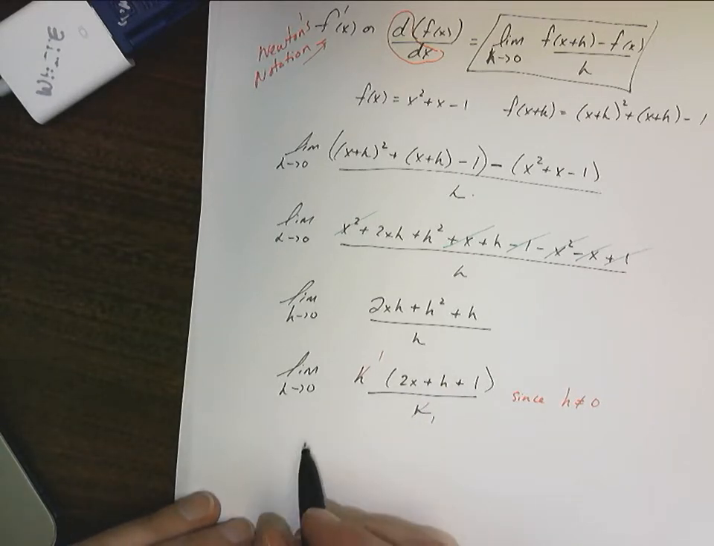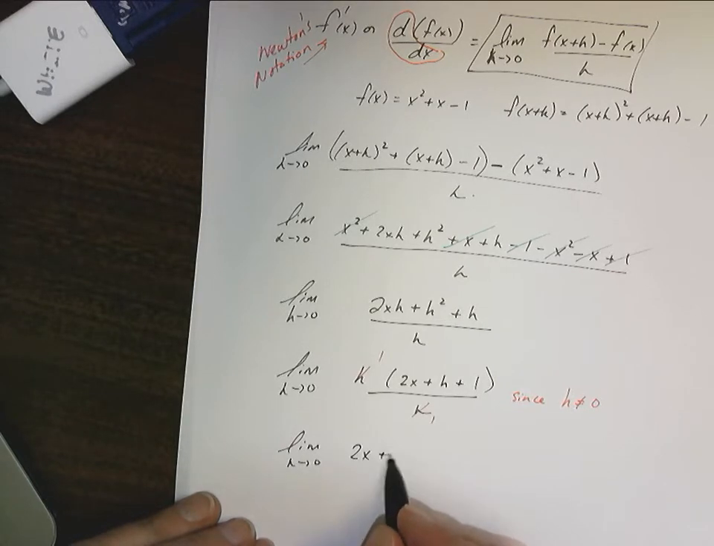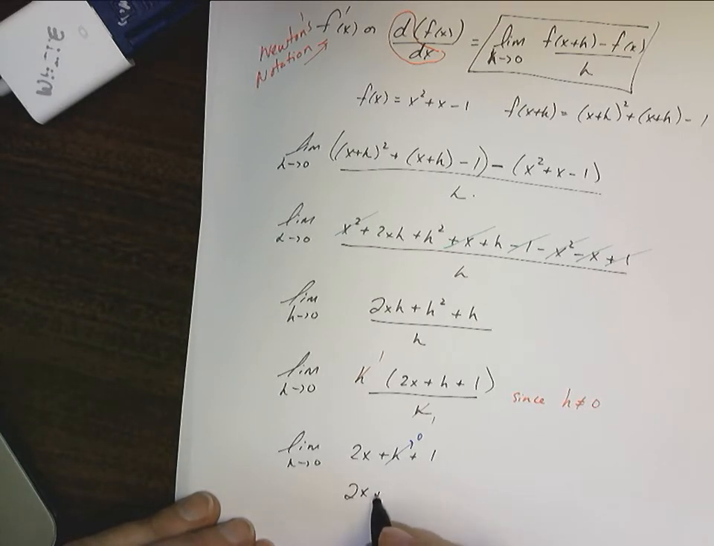So what this comes up with is we have the limit as h approaches 0 of 2x plus h plus 1. We're going to turn the limit on. h is going to approach 0. There are no h's in 2x. There is an h here. It's going to go to 0. And then, thank goodness, we're done. And it's 2x plus 1.